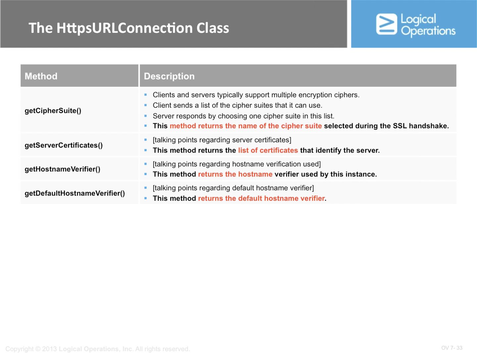It's going to negotiate the cipher. It's going to exchange: here is my list of languages, here is your list of languages. It will compare them, it will choose the highest, and it will move on. Get server certificate, obviously, as the name kind of indicates, lists the certificates that identify the server. Okay, get server certificate is the certificates that identify the server.